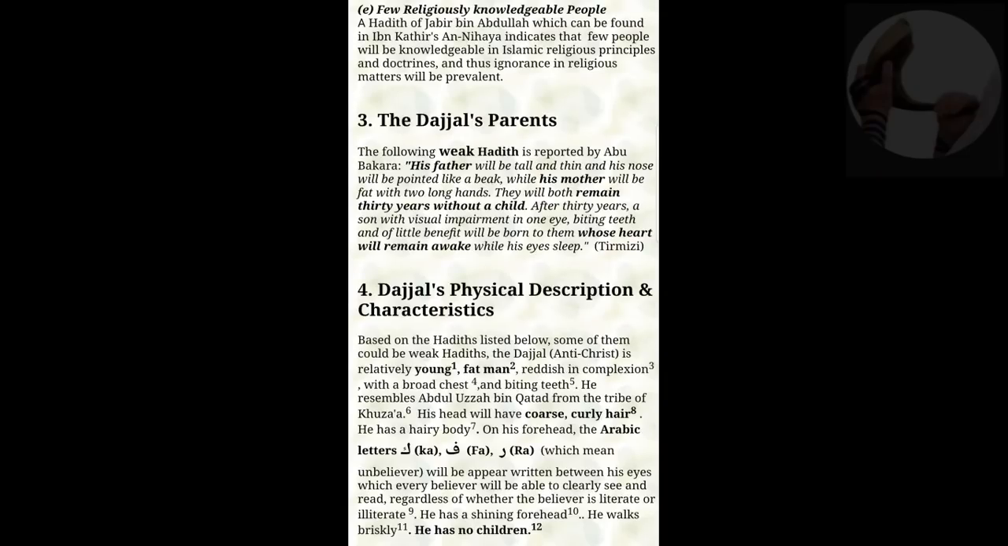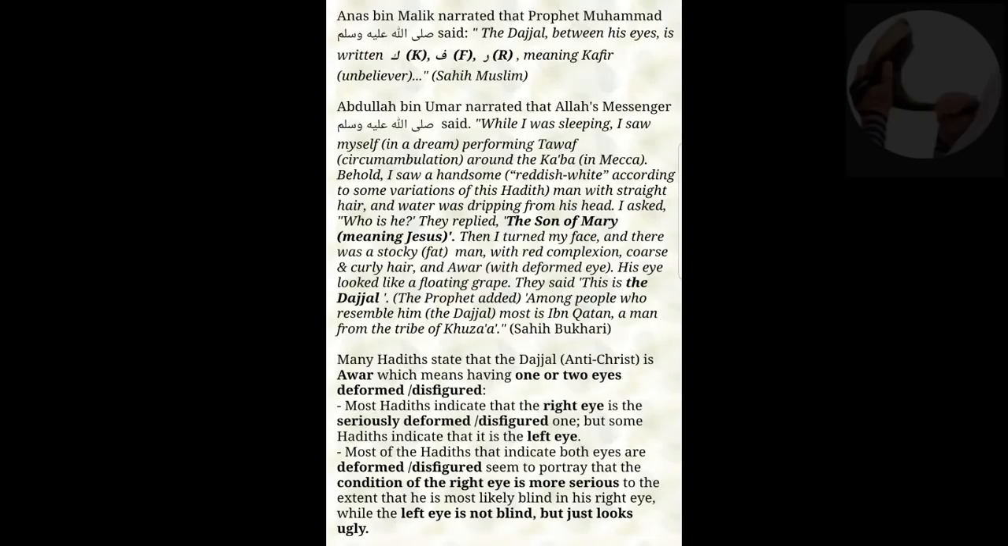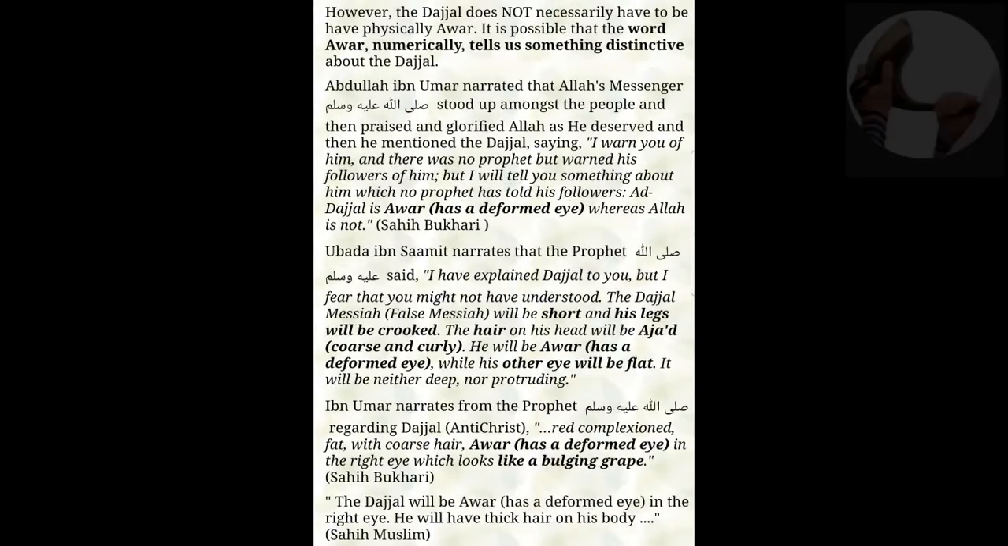It tells you about the Dajjal's parents, and about the Dajjal's physical description according to them. It tells you how the Dajjal will be deformed. His eye, one eye will be like a bulging grape. Of course, this they get from the book of Zechariah, where God tells our Lord Jesus to take on the appearance of the false prophet, the foolish shepherd, the worthless shepherd, which is Azazel, the goat.